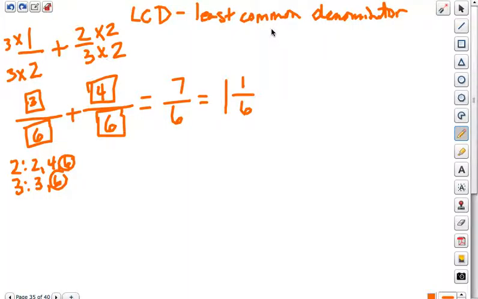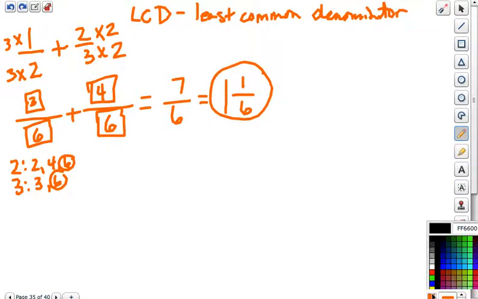All right, so that's how we're doing that. So 1 and 1/6 is our sum. Let's go ahead and look at a different one now.